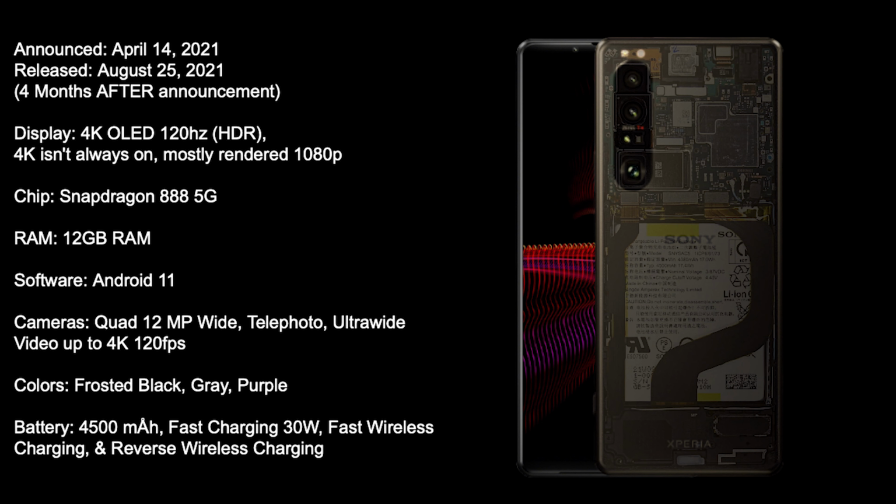Sony announced the Xperia 1 3 back in April. However, the device actually didn't go on sale officially until August, 4 months following the official announcement. The Xperia has a 4K 120Hz display, but I want to note it's not always 4K and it's mostly rendered down to 1080p, not something often noted. Now, out of the box, it's going to be set to 60Hz. You'll have to adjust that to 120Hz if that's what you prefer. More on that to come shortly. We have the latest Snapdragon 888 chip, 12GB of RAM, 256GB of storage, Android 11, and a 4500mAh battery with both wireless and reverse wireless charging on board.